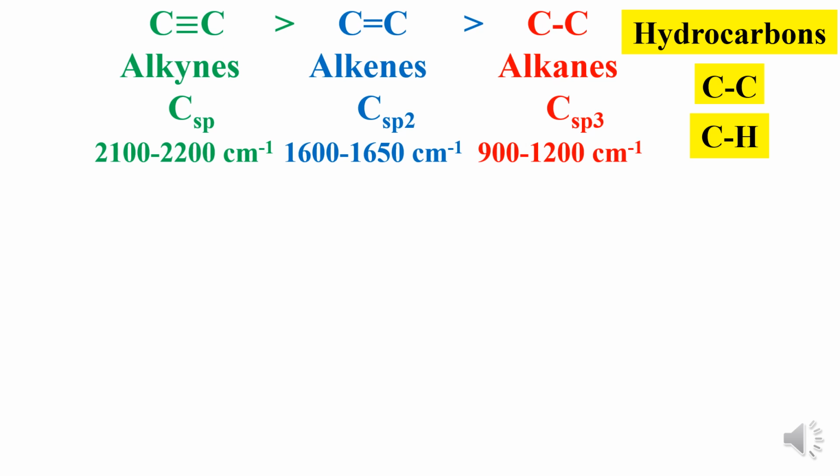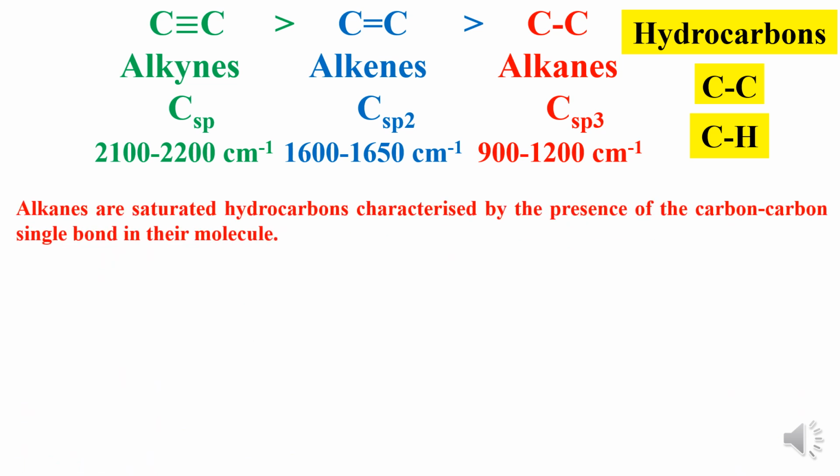Now, hydrocarbons are organic compounds that contain both hydrogen atoms as well as carbon atoms. And you will find the presence of carbon-carbon as well as carbon-hydrogen covalent bonds in hydrocarbons. Hydrocarbons basically are of three types: alkanes, alkenes, and alkynes. Now, alkanes are saturated hydrocarbons characterized by the presence of carbon-carbon single bonds in their molecule. And the carbon atom in alkanes is sp3 hybridized.